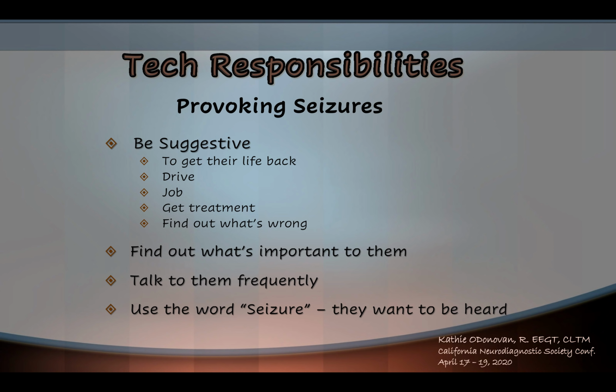So, I'm going to talk about later how to be suggestive, but being suggestive as soon as you walk in the room, asking them about their history and treating them as if you want them to have an event, that kind of suggestiveness really can be very psychologically powerful. You're going in and saying, oh, while you're hooking them up, you're saying, okay, so tell me what all happens. Well, why do you think that happens?